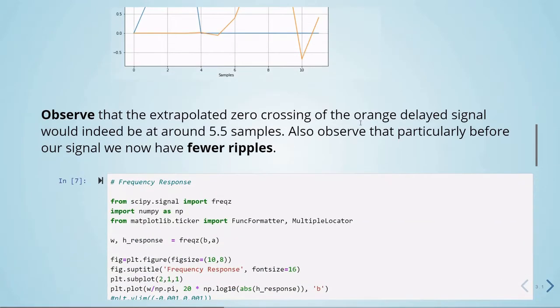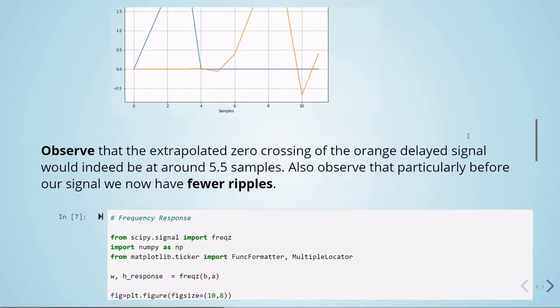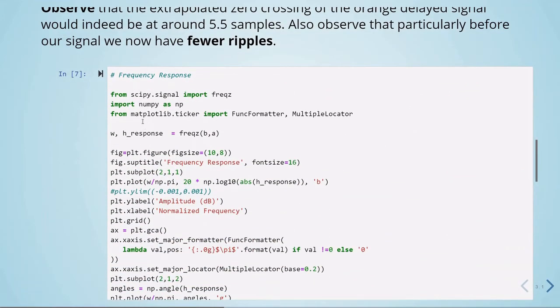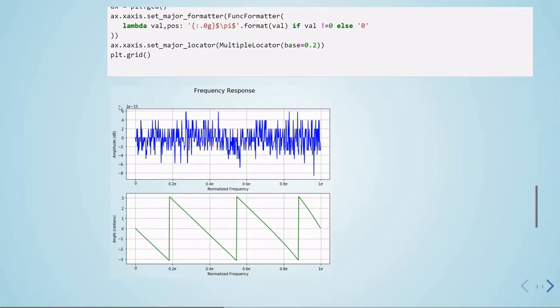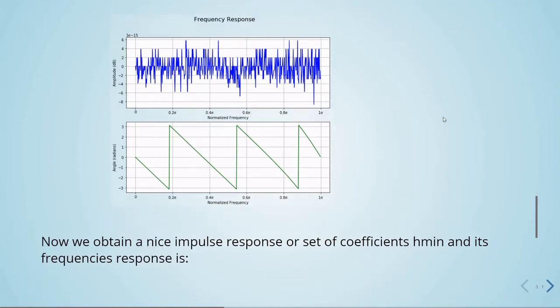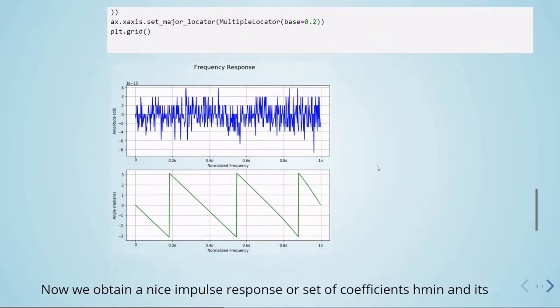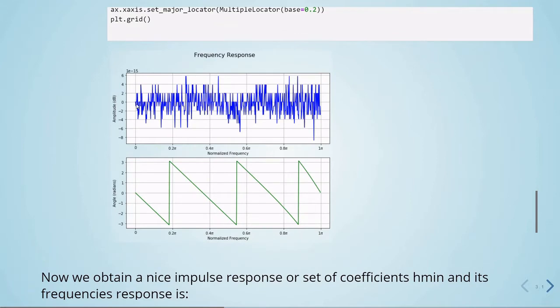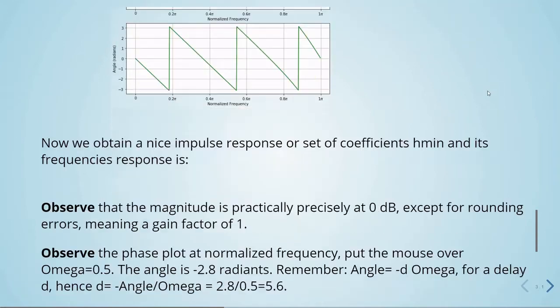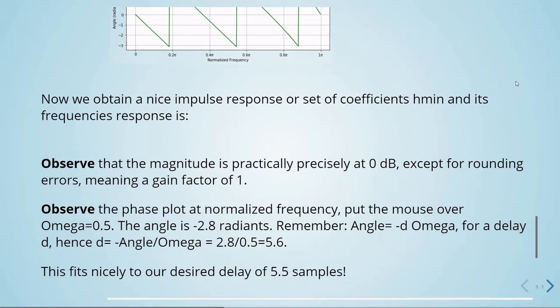So we can see the frequency response of this filter here. We will again use SciPy signal freqz, and we are plotting here the frequency response. So here you can see the scale. So this is basically 0 with some rounding errors, and we obtain a nice impulse response. So there are a set of coefficients, and the frequency response. So we have here that the magnitude is practically precisely 0 dB, and this means that a gain factor of 1.